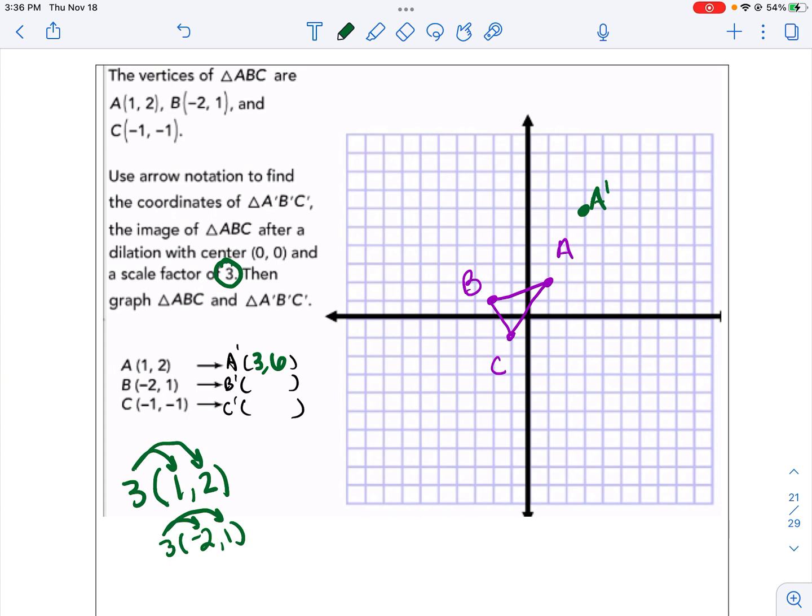Distribute 3 to point B. 3 times negative 2 gives me negative 6. 3 times a positive 1 gives me 3. So that gives me the point for B prime is negative 6, 3. There is B prime. And last is C prime. So I take point C, negative 1, negative 1, and I distribute my scale factor. And I get negative 3, negative 3. And there's my point C prime. You can connect these to make the triangle that is larger than the original.